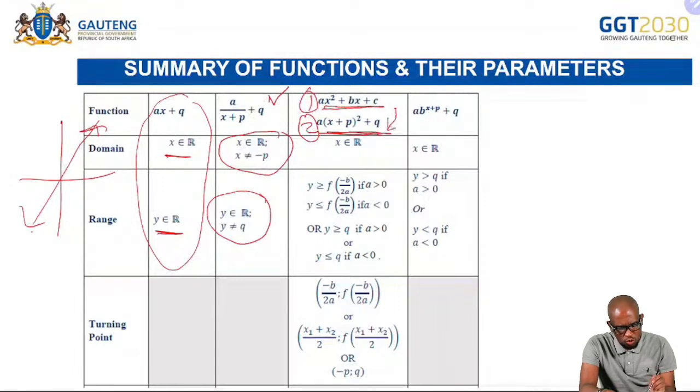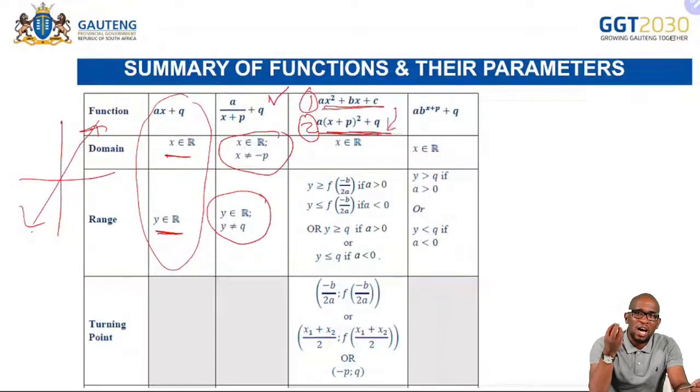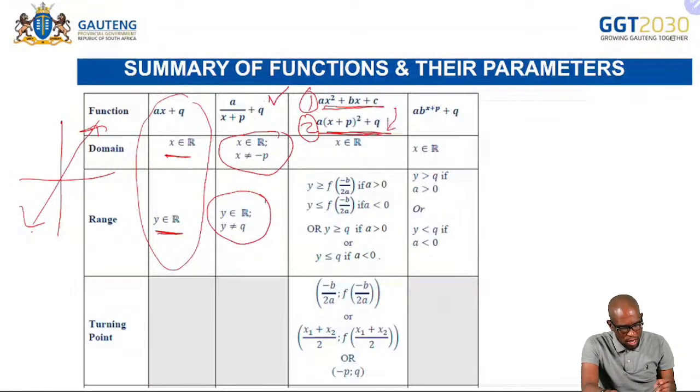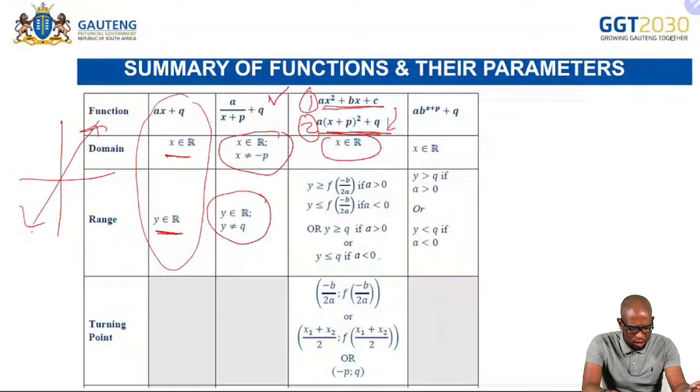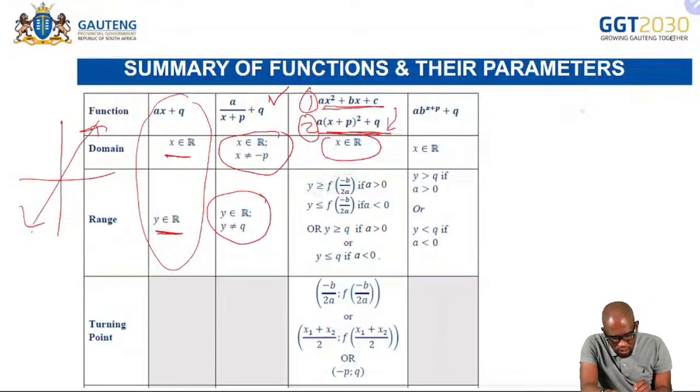Remember, equation 2 is actually derived from equation 1, because if you complete the square for equation 1, it will take you to the turning point form. Now the domain there will take all real numbers, but the range will always depend on the shape.